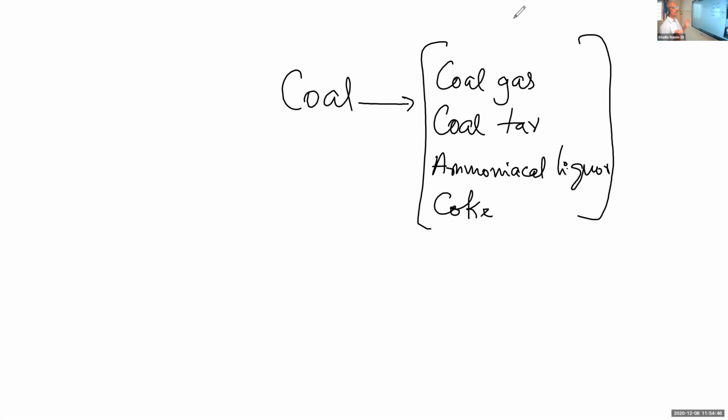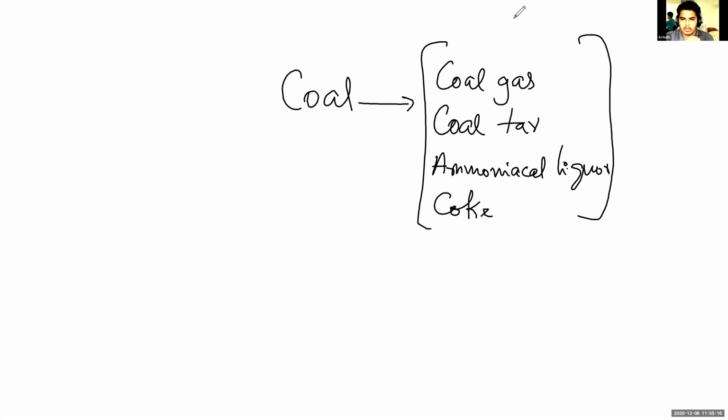Coal tar is the reservoir of a number of aromatic compounds. Ammoniacal liquor: it is ammonia and ammonium salts. You know the uses of ammonia and ammonium salts. They are used especially in the fertilizer industry. Nitrogen fertilizers, ammonium sulfate, calcium phosphate, etc.